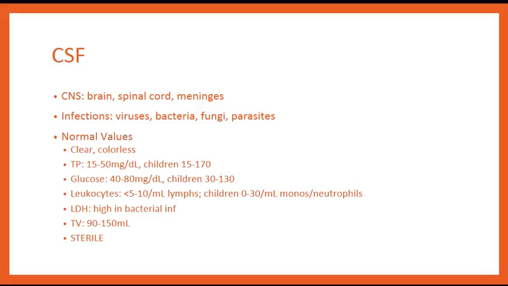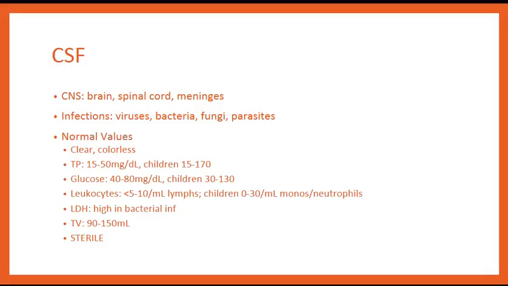Normal values you need to know. Spinal fluid looks like water. It's very clear and colorless in a normal patient. The total protein is 15 to 50 in adults and 15 to 170 in kids. The glucose is 40 to 80 in adults, and in children it is 30 to 130.